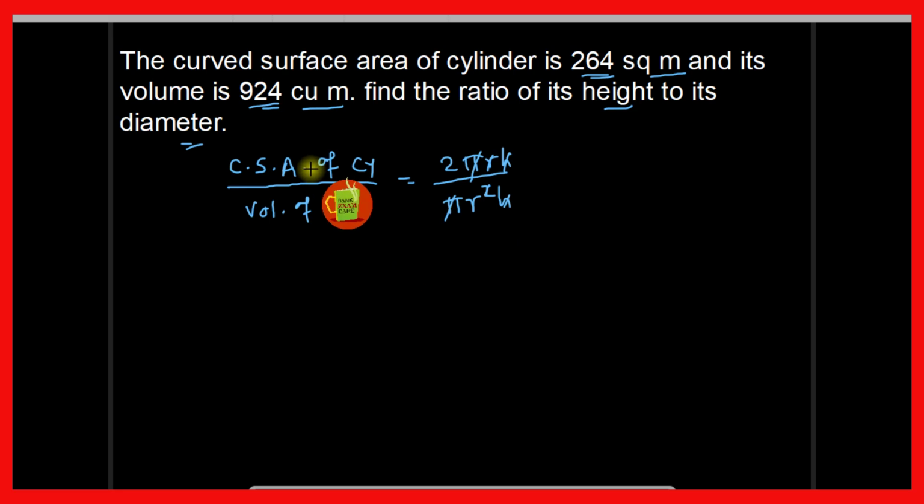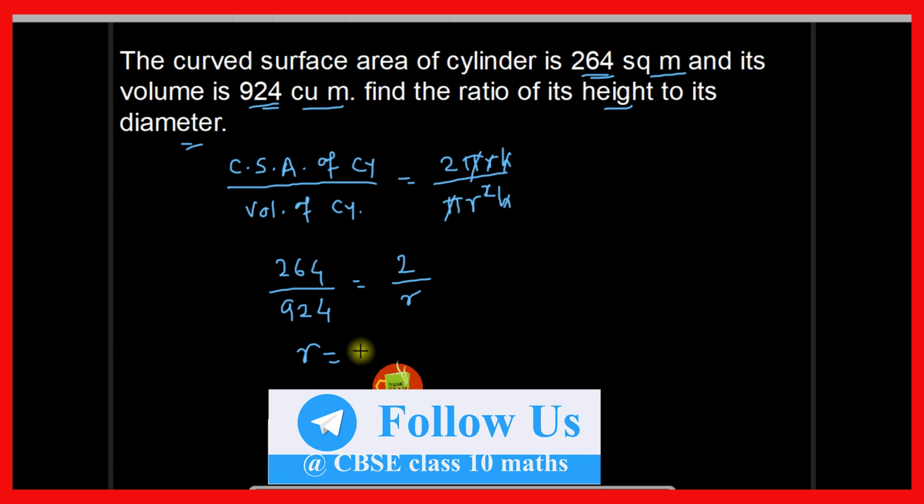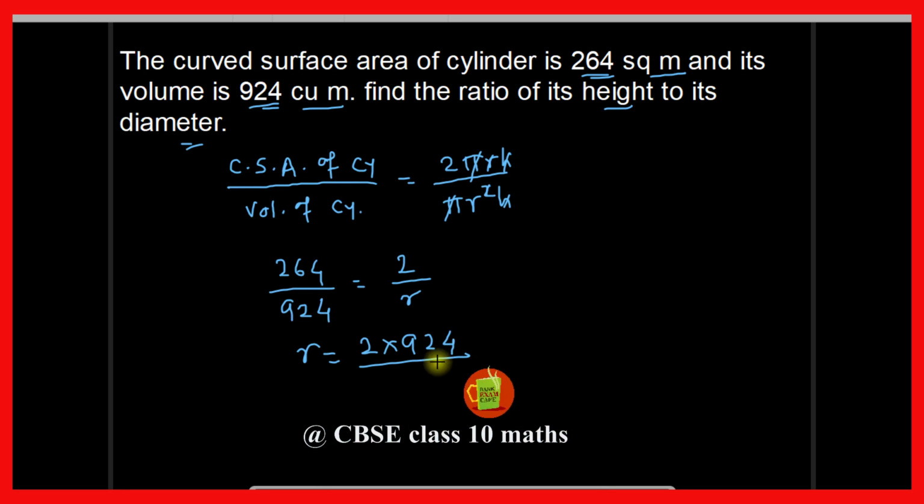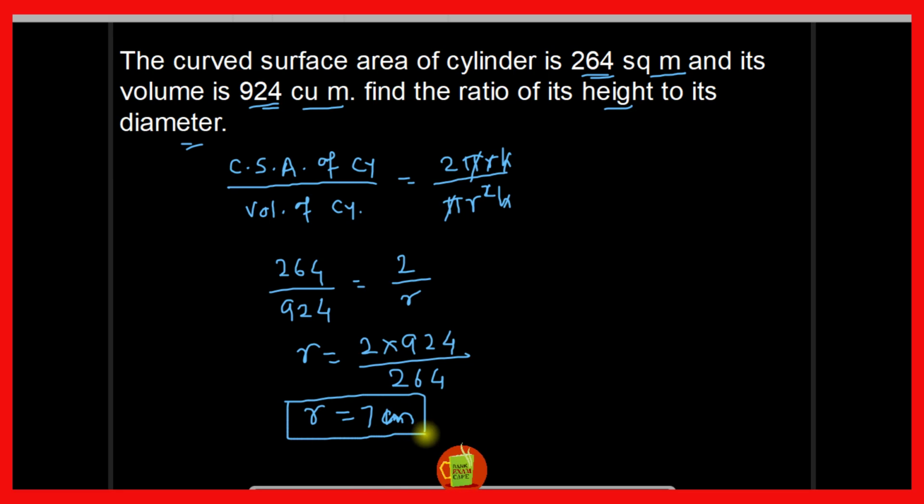And therefore put the values of curved surface area, that is 264, upon volume of cylinder, that is 924, which is equal to 2 by r. And therefore r is equal to 2 into 924 divided by 264, and therefore r is equal to 7 meter. So here we have got the value of r, that is the radius we have got, so highlight this.